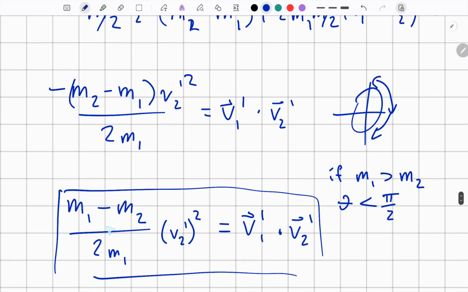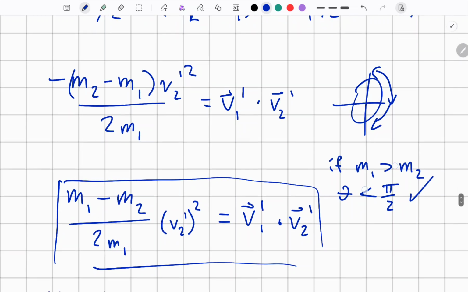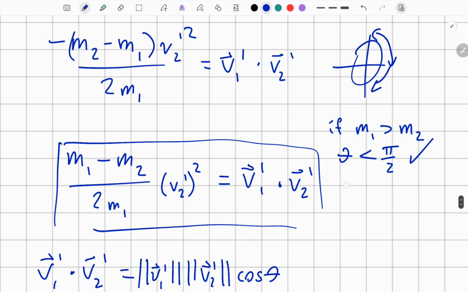For this to be positive, mass 1 must be greater than mass 2, which is confirmed by our formula here. Because you can see this isn't going to play a role, that's always going to be positive. This is always going to be positive. Only thing that matters is which one is greater. So that is confirmed, which is what they wanted us to show.